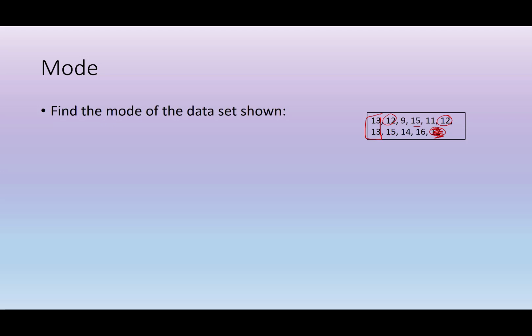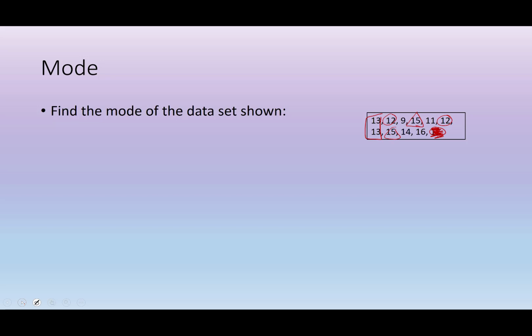Now, let's say we removed one of the 12s. Well, then we would have 2 12s, 2 13s, and 2 15s here. In that case, we would have 3 modes. We would actually list them all. We would list it that our mode was 12, 13, and 15. If there were 2 13s, 2 12s, 2 9s, 2 15s, 2 11s, 2 14s, and 2 16s, so 2 of everything, then we would say there was no mode because there wasn't anything that had more than any other value in there.